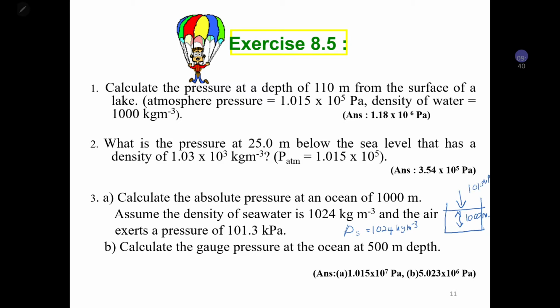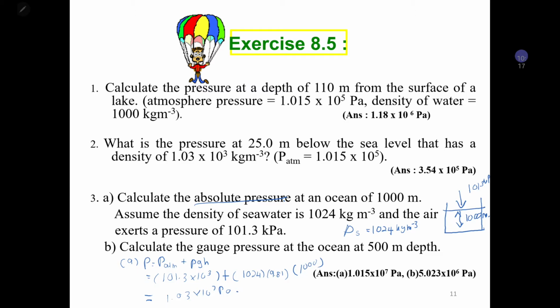So the first question is the absolute pressure. Absolute pressure we can calculate as P atm plus rho g h. P atm is given as 101.3 times 10 power of 3, plus rho 1024, g 9.81, h is 1000, and then you will get 1.03 times 10 power of 7 Pascal.